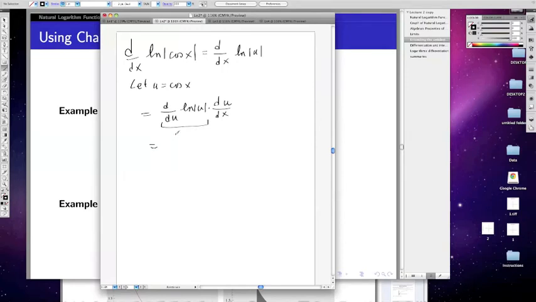This is equal to 1 over u. And the derivative of u with respect to x is the derivative of cosine of x with respect to x, and that's equal to minus sine. So this is 1 over u, which is 1 over cosine of x, times minus sine of x. And that's equal to minus sine over cosine, so that's minus tangent of x.